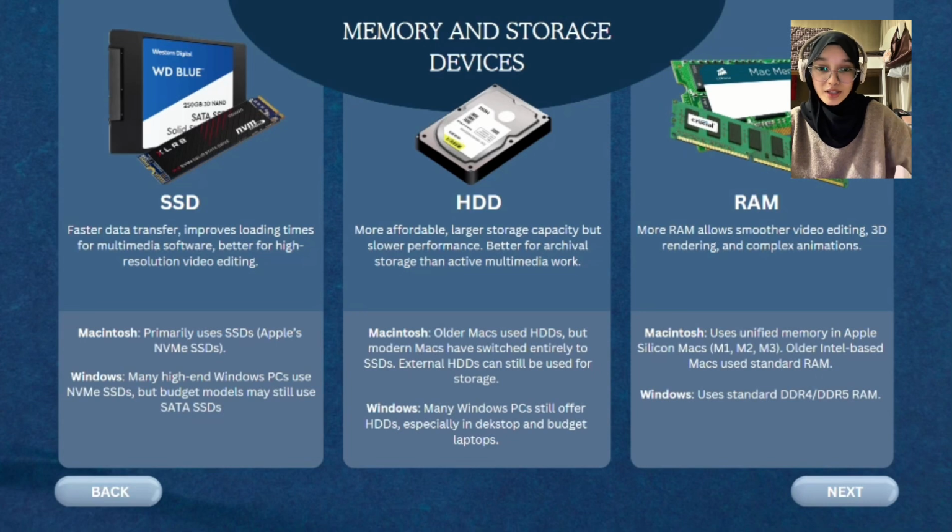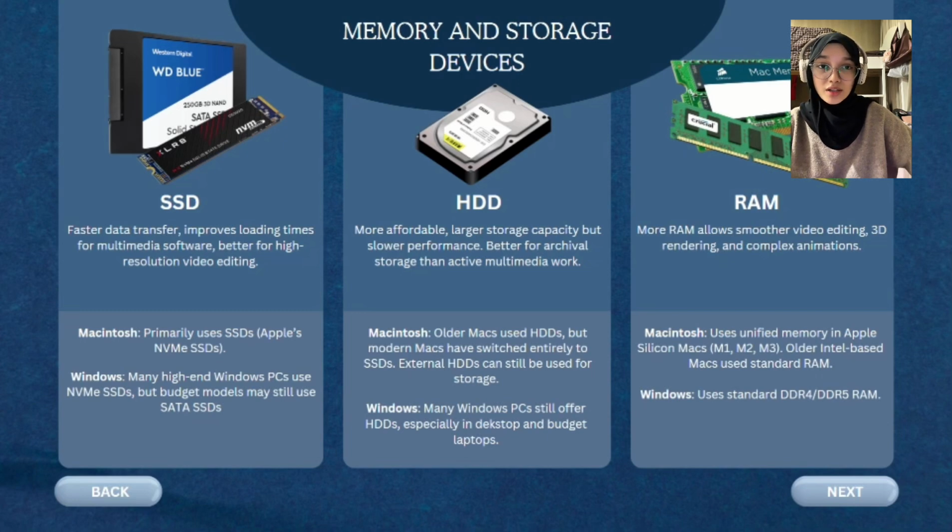And then the next one is HDD, hard disk drive. HDD is more affordable and has larger storage capacity, but with slower performance. It's better for archival storage than active multimedia work. So for Macintosh, older Macs use HDD, but modern Macs have switched entirely to SSDs. External HDDs can still be used for storage. So for Windows, many Windows PCs still offer HDDs, especially in desktops and budget laptops.